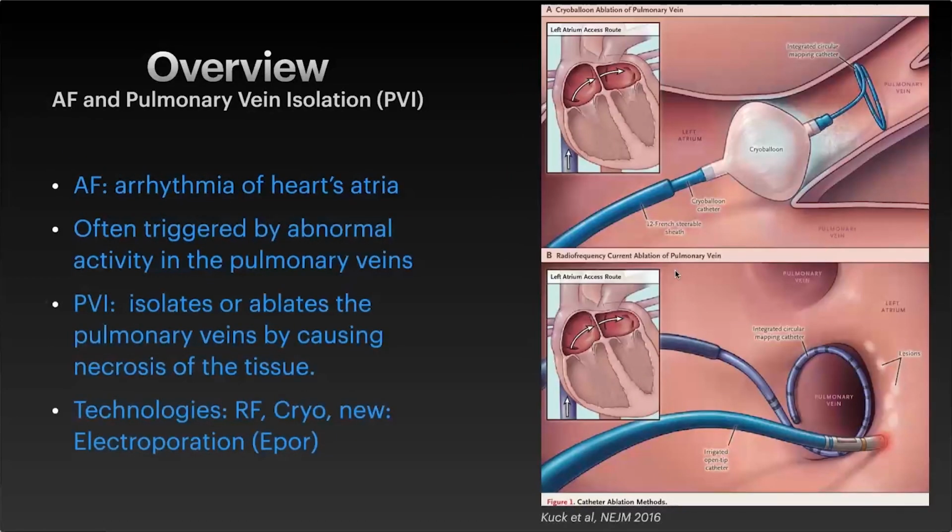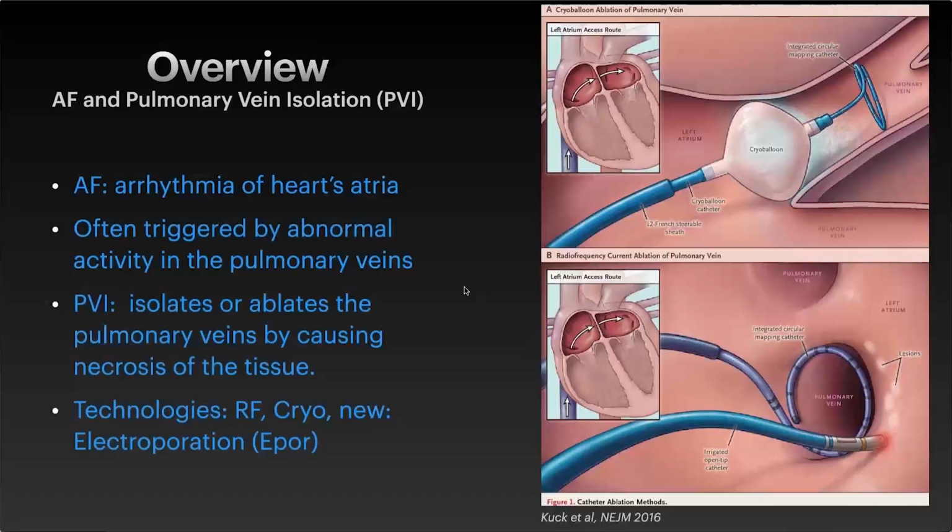So the disease we are talking about is atrial fibrillation, and its treatment is pulmonary vein isolation. It is an arrhythmia of the upper chambers of the heart, the atria. It is often triggered by abnormal activity in the pulmonary veins. You can see my mouse. These are the pulmonary veins that return from the lung into the left atrium right here. And pulmonary vein isolation, PVI, isolates or ablates these veins by causing necrosis of the tissue.